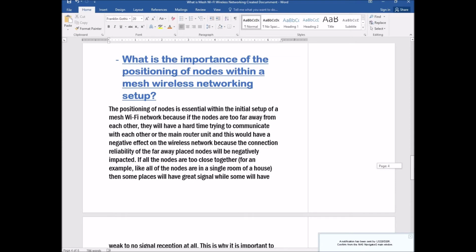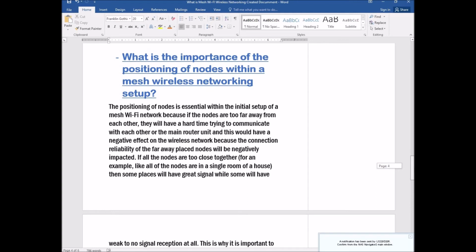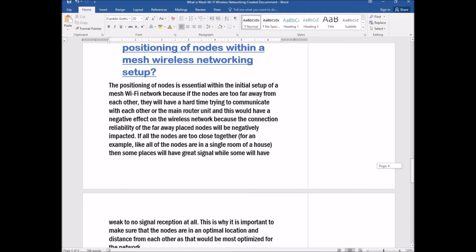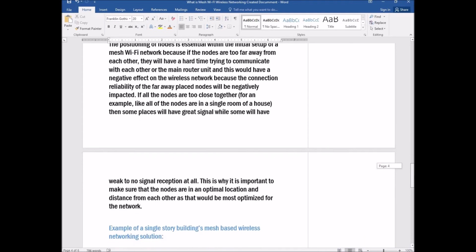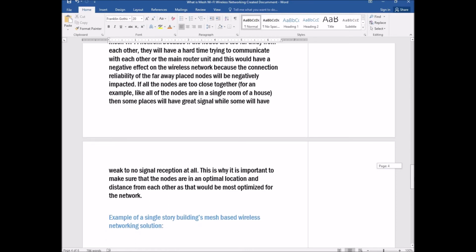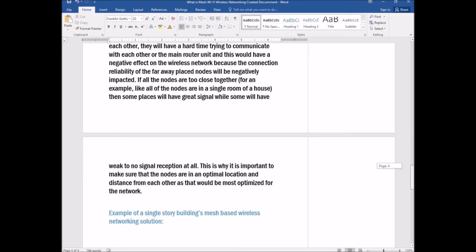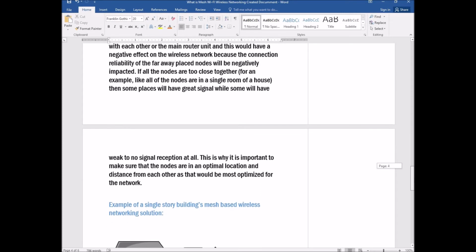If all the nodes are put too close together, for example all in a single room of a house, then some places will have great signal, while some will have weak to no signal at all. This is why it is important to make sure that the nodes are in an optimal location and distance from each other, as that would be most optimized for the network's speed and reliability.